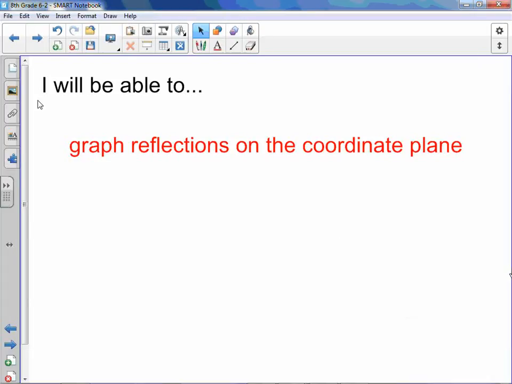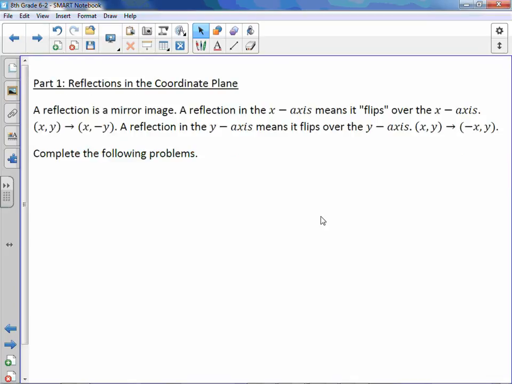Chapter 6, Lesson 2, Reflections. You will be able to graph reflections on the coordinate plane. A reflection is a mirror image. A reflection in the x-axis means that it flips over the x-axis. A reflection in the y-axis means it flips over the y-axis.